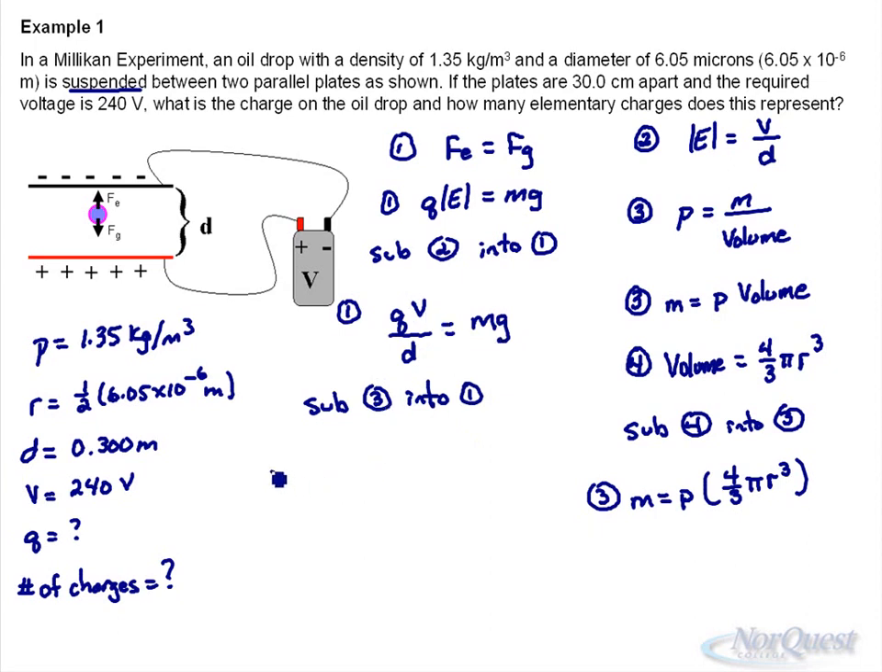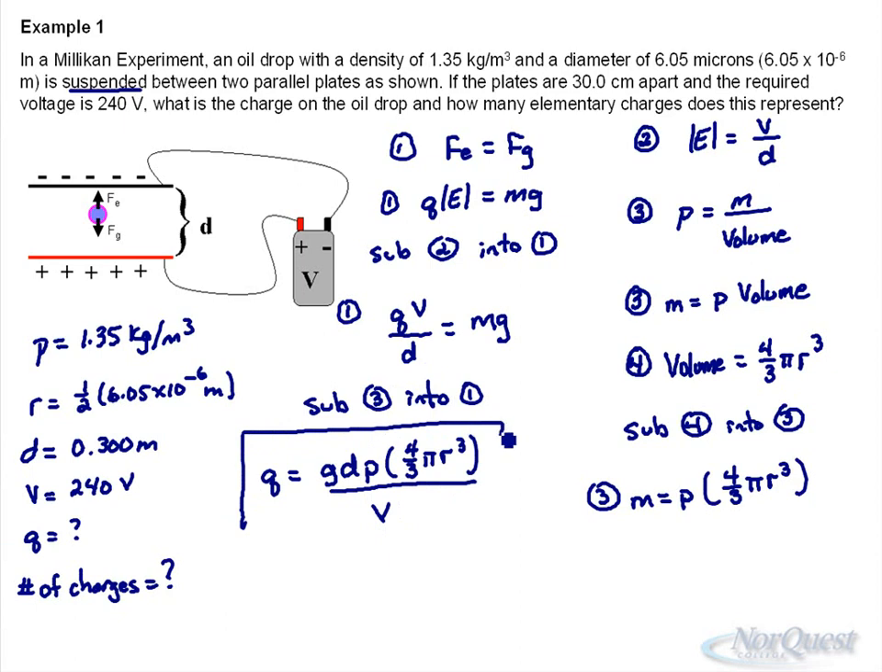So this Q will be equal to G times D times the mass, which is density times volume, 4/3 pi r cubed. So it's gravity times distance between the plates times density times the volume divided by voltage. There's our final formula that we're going to do our substitution into. Fairly complicated, just like how Millikan worked through it.